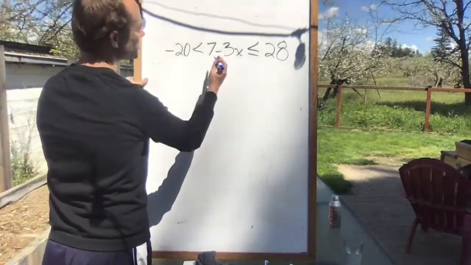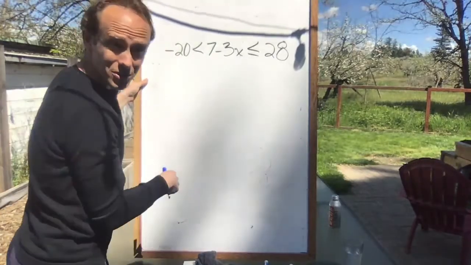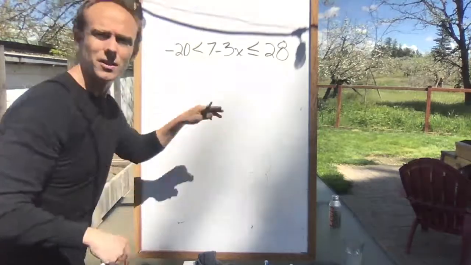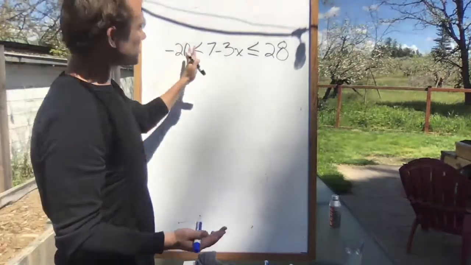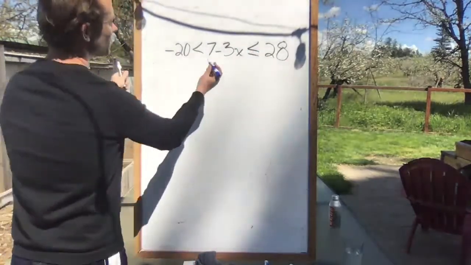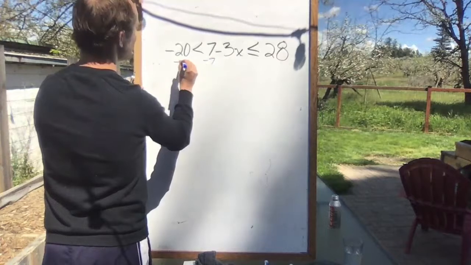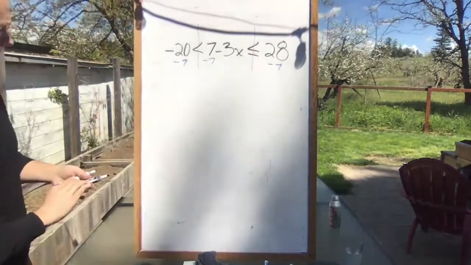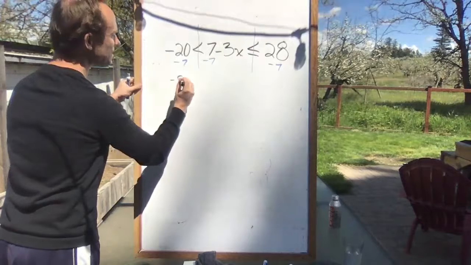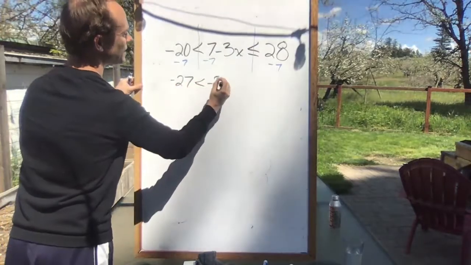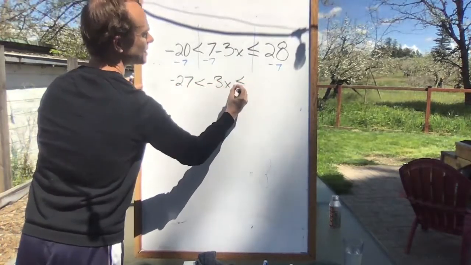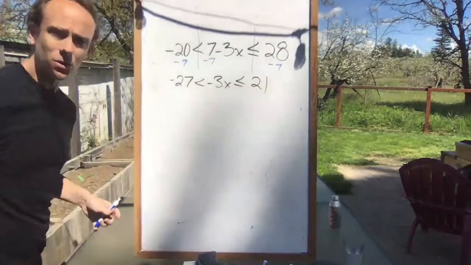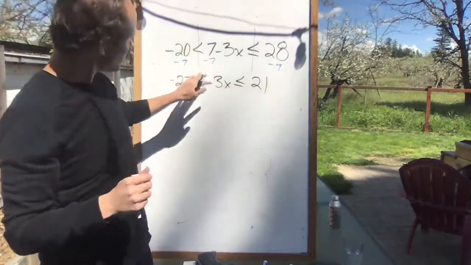You already know what you do to one side of an equation, you've got to do to the other, or one side of an inequality, you've got to do to the other. In this case, you just have three sides. So we're going to subtract 7 from all three sides. That gives us -27 is less than -3x, which is less than 21. Gorgeous. I'm not going to flip the inequality.